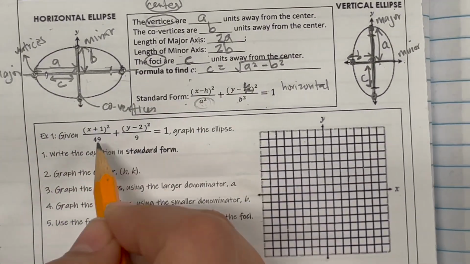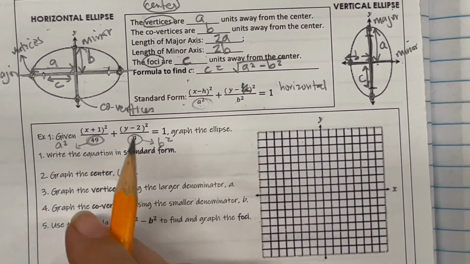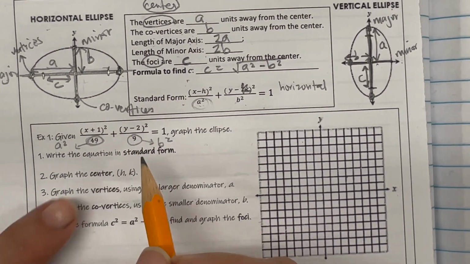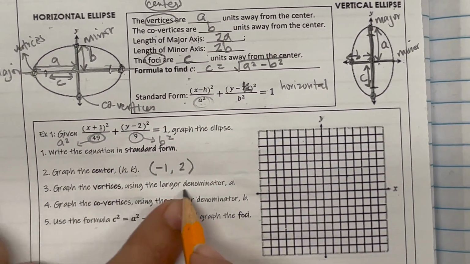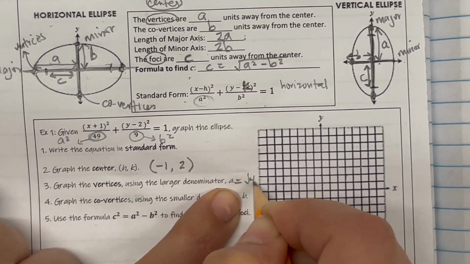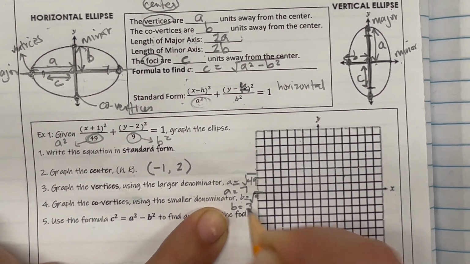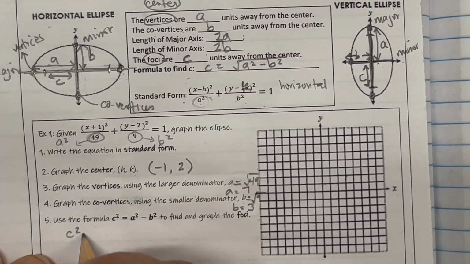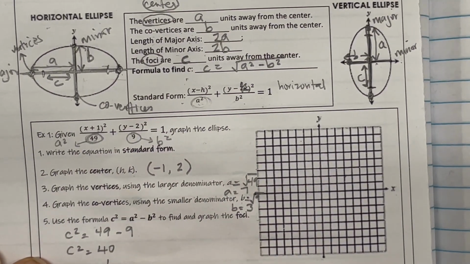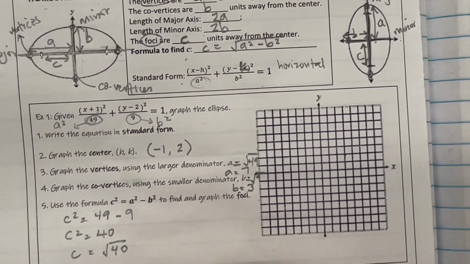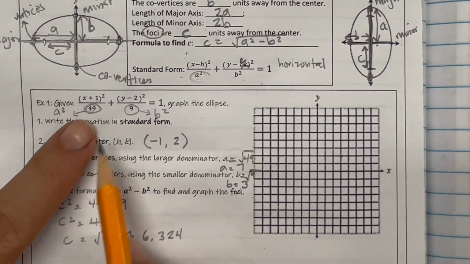All right, let's take a look at some examples. So you can see the longer side is underneath the x variable. So this is stretched in the x direction. The shorter side is your y variable. So that's your co-vertices. All right, so let's go ahead and do this. So it's the center. You know this from before, -1, 2. Where are your vertices? Okay, so my vertices are A distance away. So square root of 49 is 7. Where are my co-vertices? Square root of 9 is 3. Use the formula. C squared is equal to 49 minus 9, which gives you 40. Take the square root of that, square root of 40. That's going to be my foci, all on my major horizontal axis. So it's around 6.324.